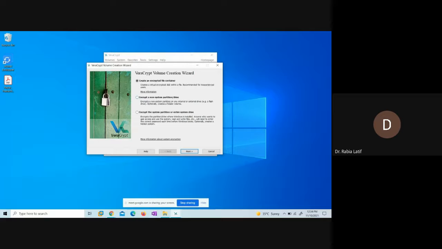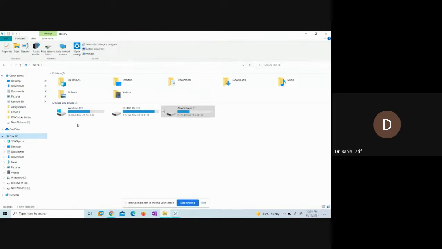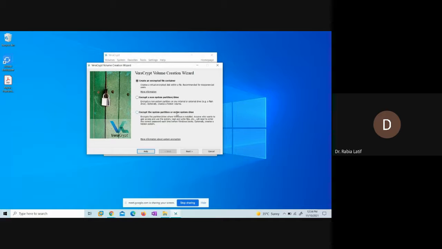The second option is if you want to encrypt your partition or drive, an external drive. It can be your flash drive or your hard drive. The third one is if you want to encrypt your system partition. For example, in this system I have 3 partitions. If I want to encrypt any of these partitions, I have to choose this third option, or I can encrypt the whole system drive.